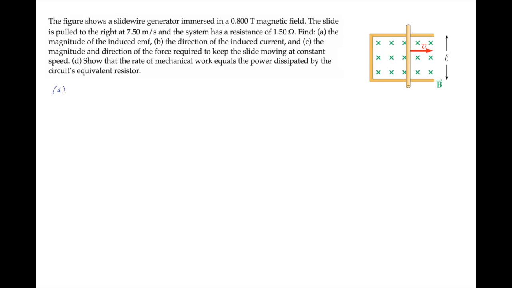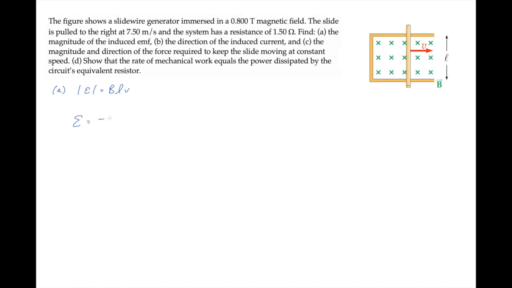The first thing we're asked to find in this problem is the magnitude of the EMF induced in this slide wire generator. That's a familiar result, and it equals the magnitude of the magnetic field times the length of the slide wire times the speed v that the wire is pulled. Let's take a look, though, at Faraday's law to see where this result comes from.